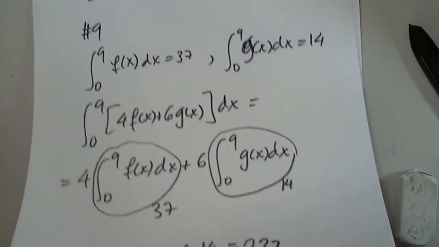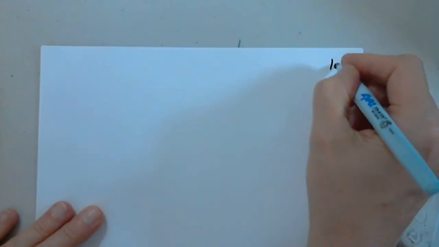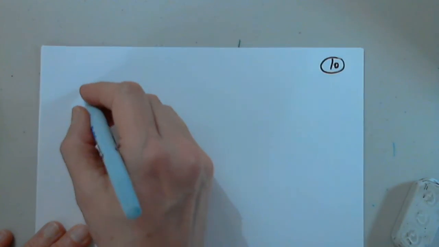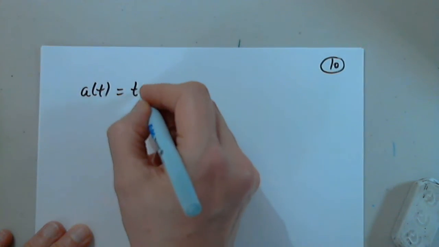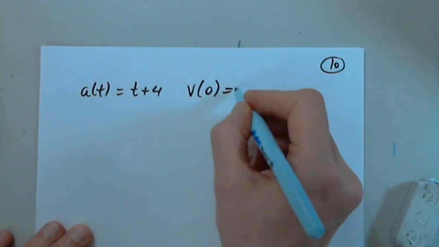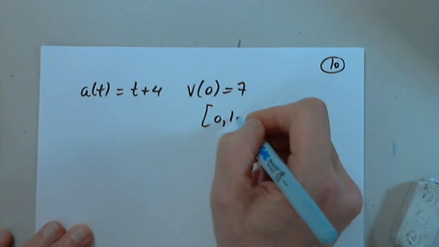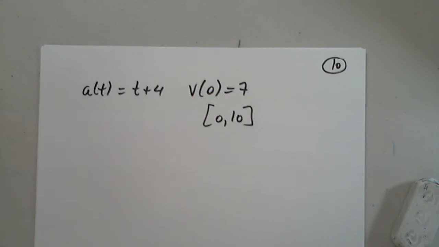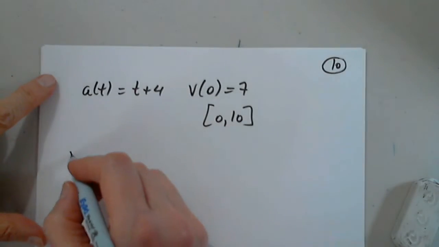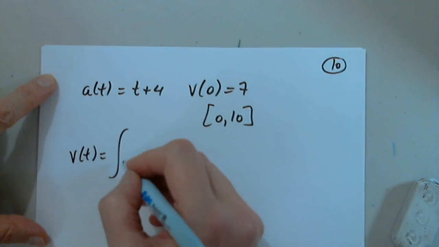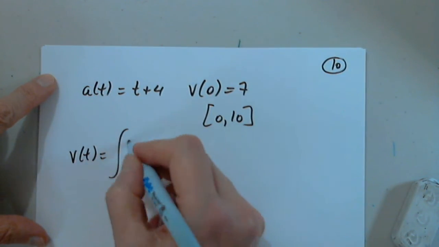And we're looking at my page 10. Good. So a of t equals t plus 4, v of 0 equals 7, the interval is 0 to 10. And they want us to find the velocity at time t, and then the distance traveled in the given time interval. Okay, perfect. So in order to determine the velocity, we have to integrate t plus 4 dt.